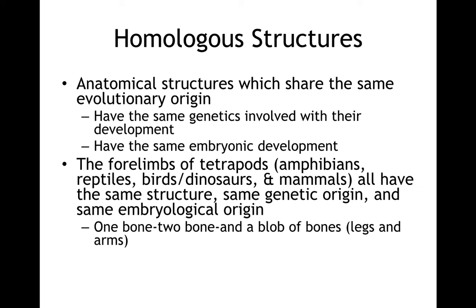Amphibians, reptiles, birds, dinosaurs, and mammals all have the same structure, the same genetic origin, and the same embryological origin, meaning it develops in the same pattern. And actually, there's a neat thing. There's one bone, two bones, and a blob of bones for each of the legs and arms, meaning you have one bone in your upper arm, two bones in your forearm, and then you have a set of bones for your fingers and your hand and your wrist. This is a common pattern.